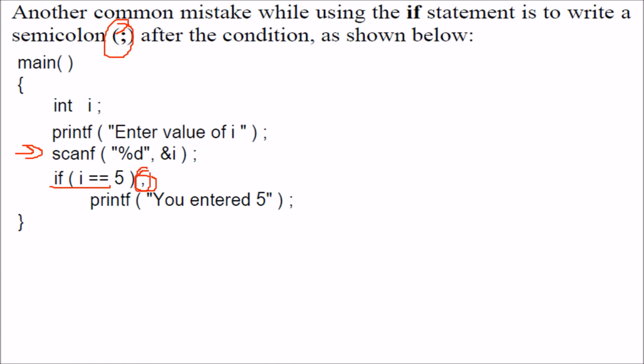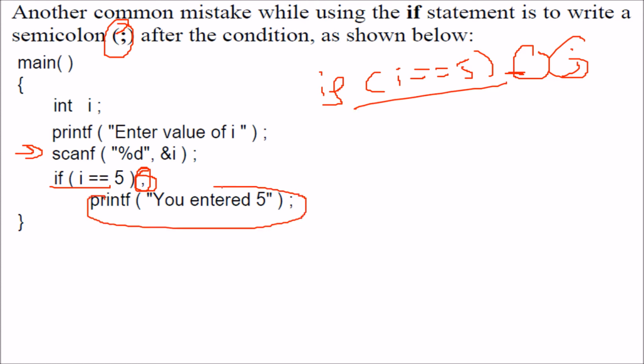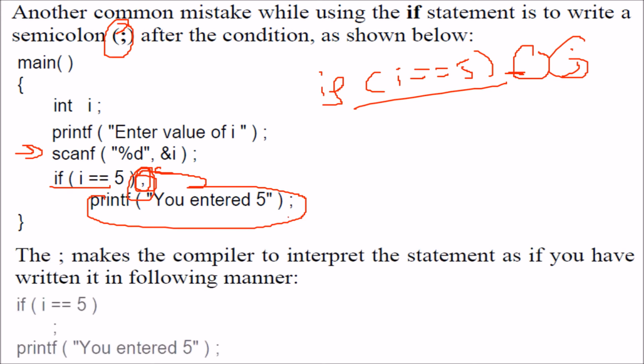But when you put a semicolon after this, the compiler understands that after if i == 5, you don't want to do anything. This is a null statement, followed by a semicolon. So this is done. This line has no relationship with the next because you have a semicolon here. So beware where you put a semicolon.